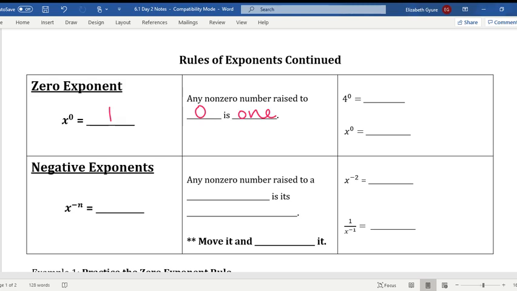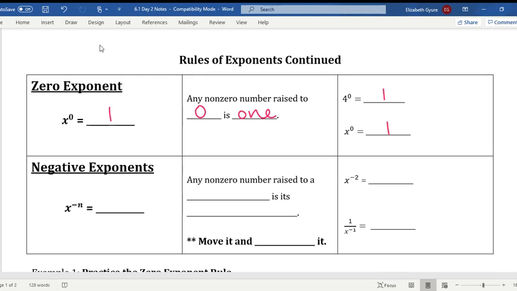So for the 0, guess what? It's just 1. And it gets very tempting to say 0. It's not 0. Anything to the 0 is 1. So x to the 0 is again just 1. Anything to the 0 is 1.